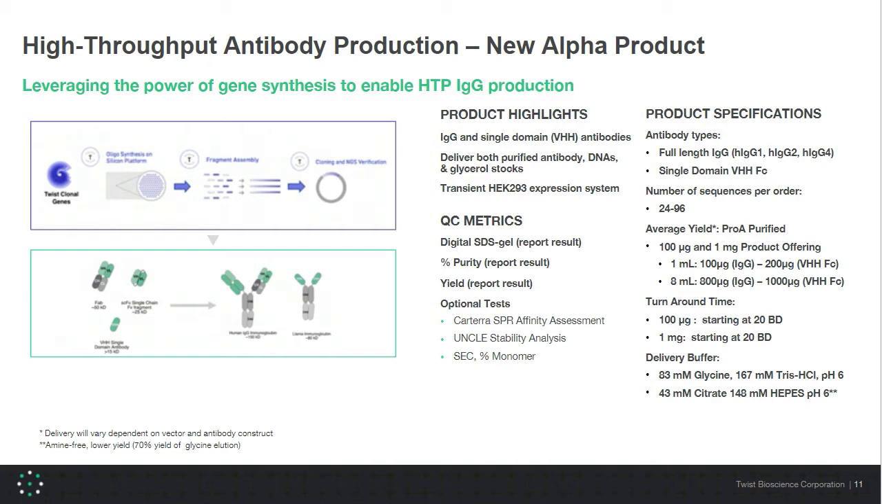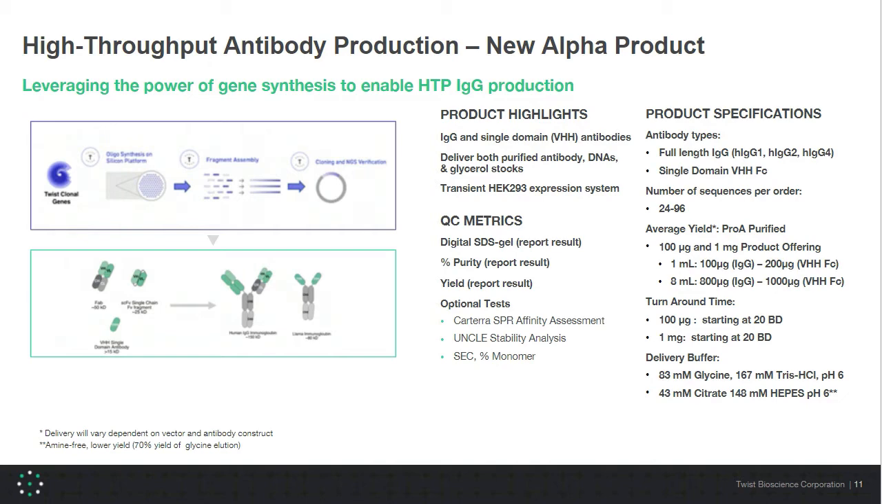We'll do transient transfections in HEK293, and then do that at either one of two scales. We can do a 1 mL scale, which typically gives us around 100 to 200 micrograms of either IgG or VHH FC, or an 8 mL scale where we can actually get upwards of even 1 milligram of antibody. And then we purify those antibodies on Protein A tips to give us final purified antibody through a one-step purification. As I mentioned, we can typically get about 100 micrograms to a mg. An antibody can use two sizes and deliver that within around 20 business days.